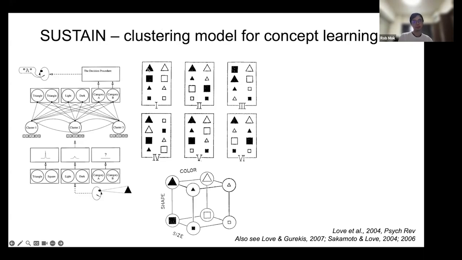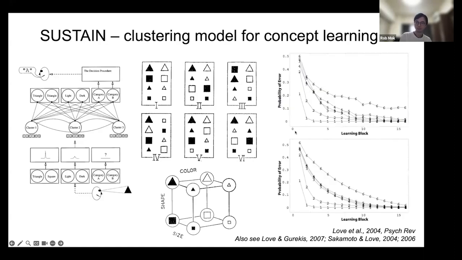And so category A are on this side, category B on this side. This type 1 is the easiest one. You just have to know, oh, it's the black one during category A and the white one is category B. Type 6 is the hardest one. You have to attend to all the features and basically memorize which ones are in category A and which are in category B. And types 2 to 5 are somewhat in between.